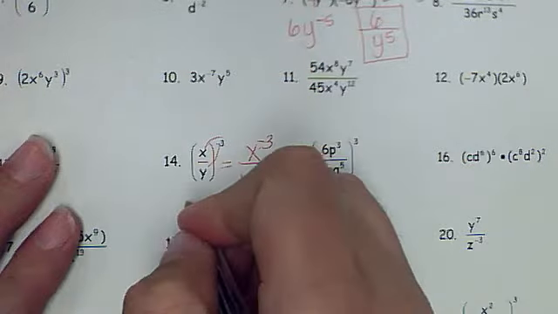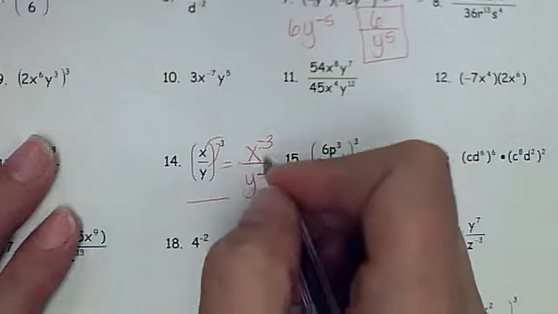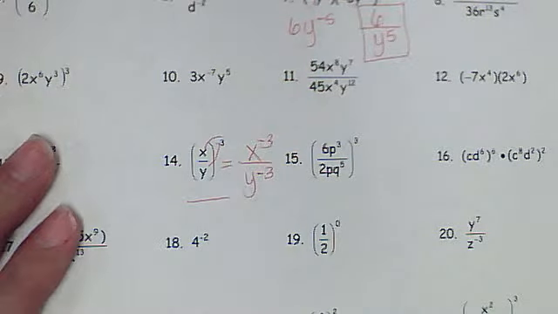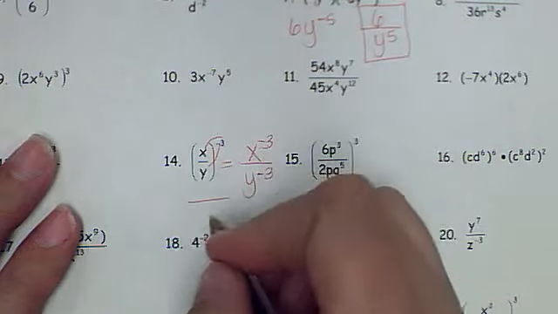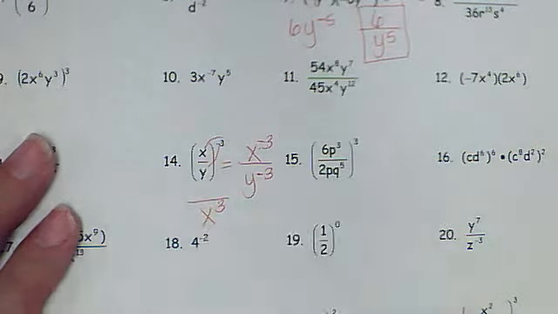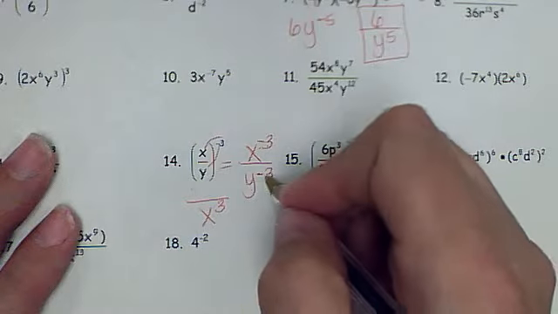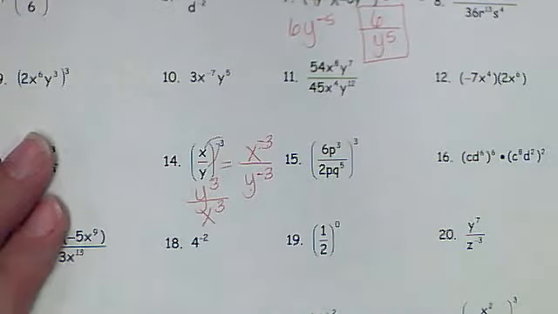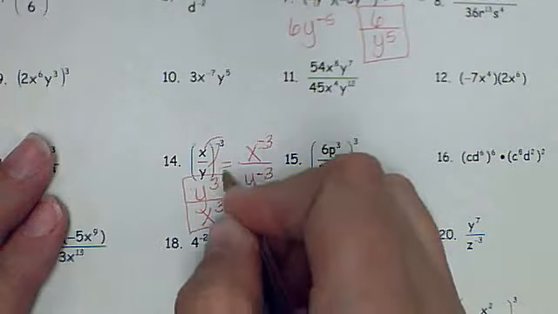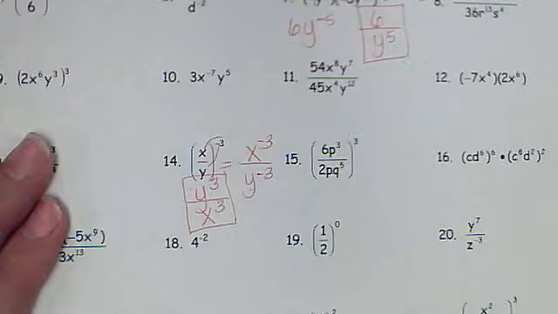So that x to the negative 3 on the bottom has to move, sorry, said it wrong, forgive me. The x to the negative 3 on top has to move to the bottom and become positive. The y to the negative 3 on the bottom has to move to the top and become positive. And you're done. There's your answer. There's nothing more you can do to that.